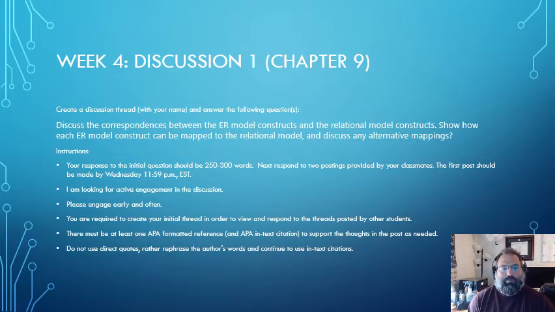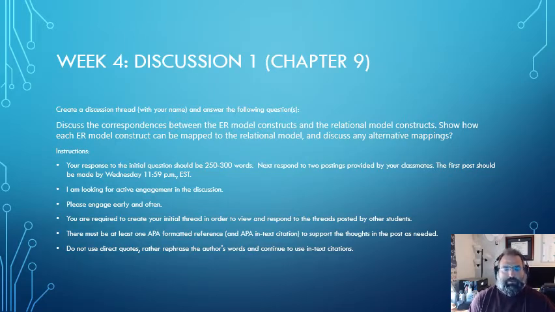Discussion 1 of this week centers on Chapter 9. Discuss the correspondences between the ER model constructs and the relational model constructs. Show how each ER model construct can be mapped to the relational model and discuss any alternative mappings. Do remember to do so in 250 to 300 words using appropriate citations.